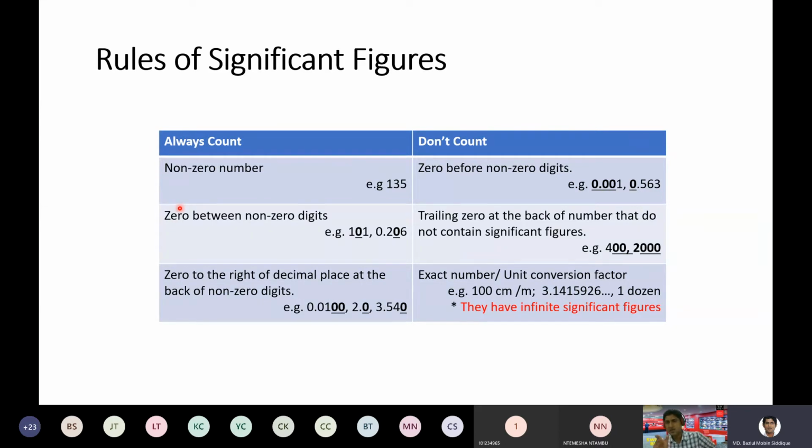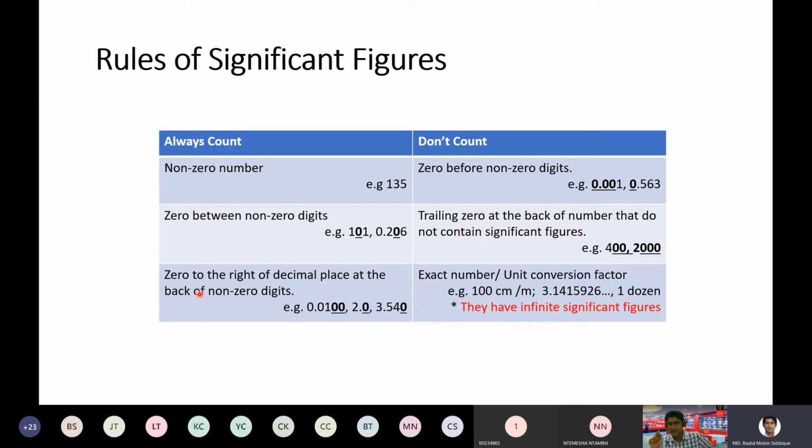A 0 between 2 non-zero numbers is always counted, but a 0 at the end of a non-zero number is not counted, provided that there is no decimal place. So 101 has 3 significant figures. For 206, this 0 is not counted, but this 0 is counted, so it is 3 significant figures, not 4. And 400 is still 1 significant figure, 2000 still 1 significant figure, because the trailing 0 is not counted.